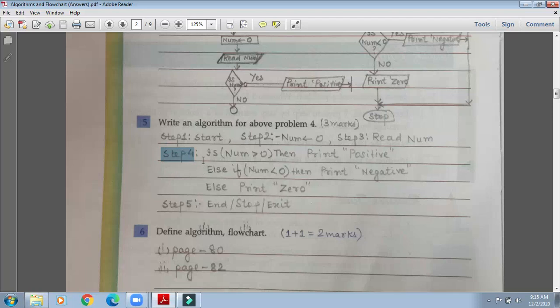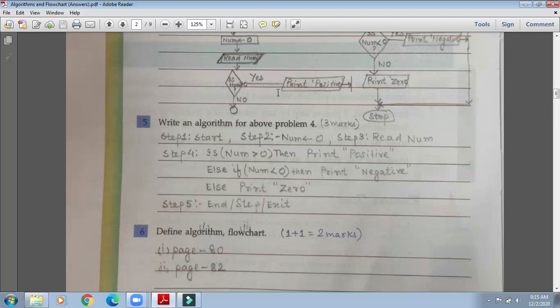Step number 4, check. You can write here check also. Is number greater than 0? Then print positive. Else if number less than 0, then print negative. Else means if the number is neither greater than 0 nor less than 0, then print 0. Step number 5, you can write either end, you can write stop also, you can write exit also. Basically we write stop, but both end and exit are also correct.